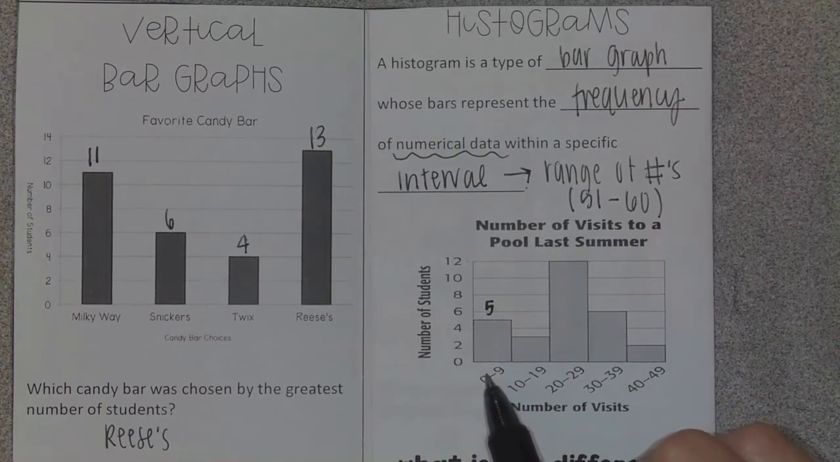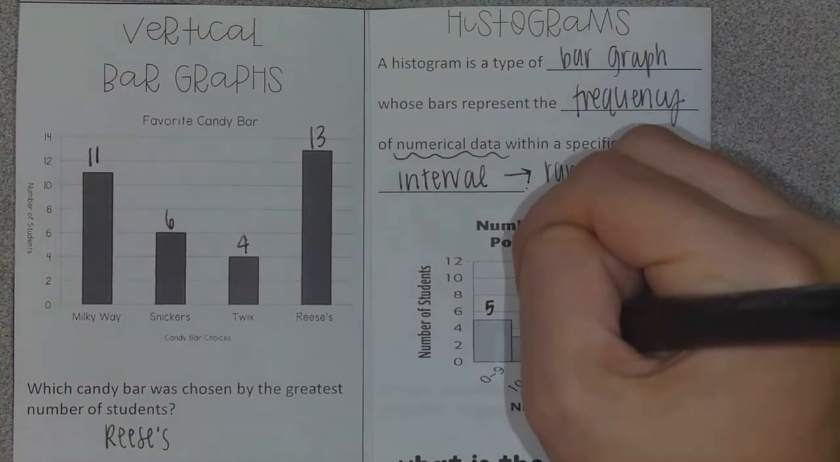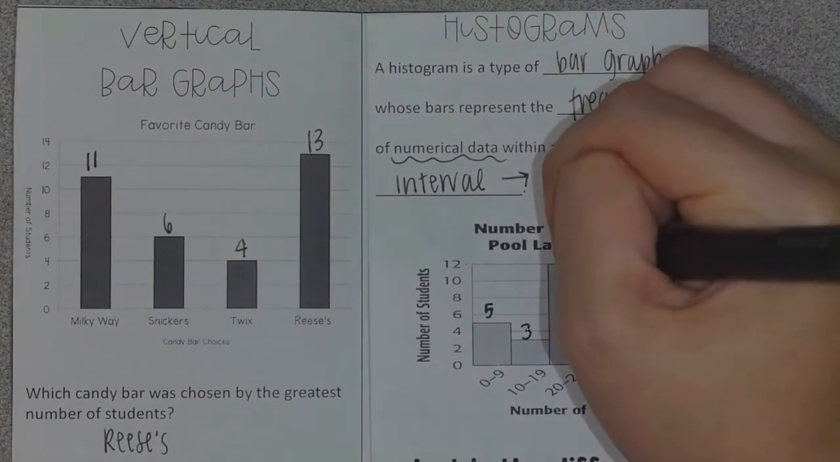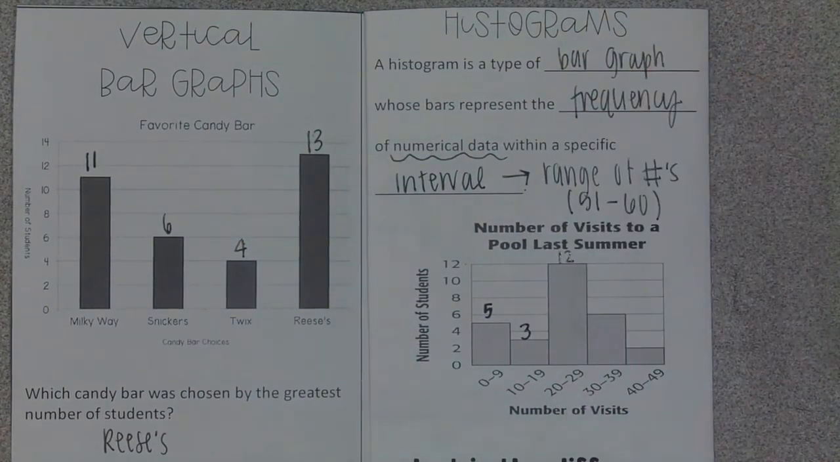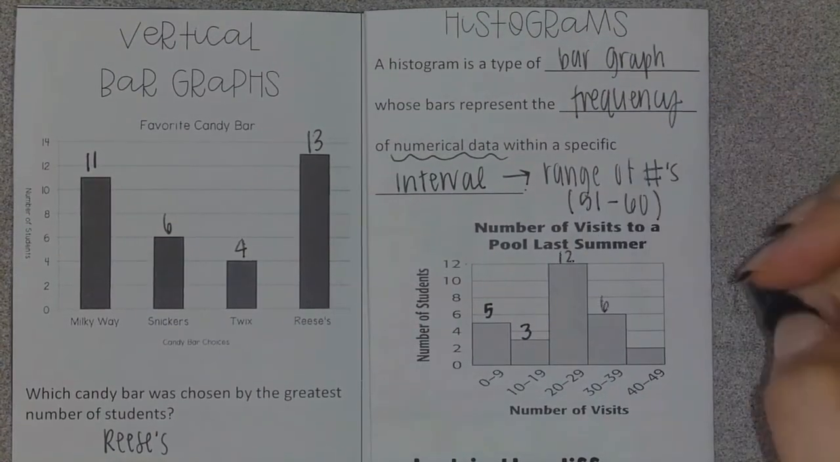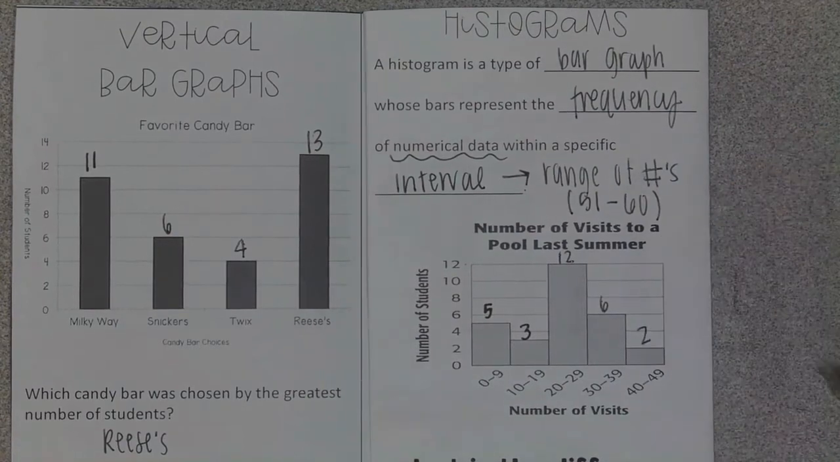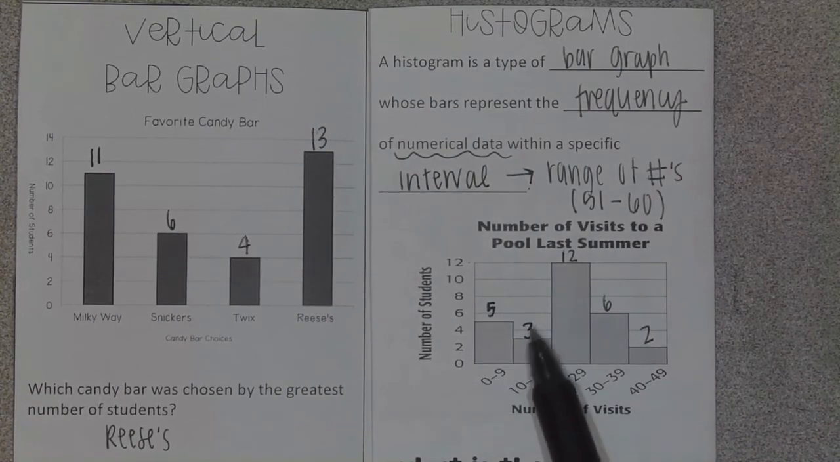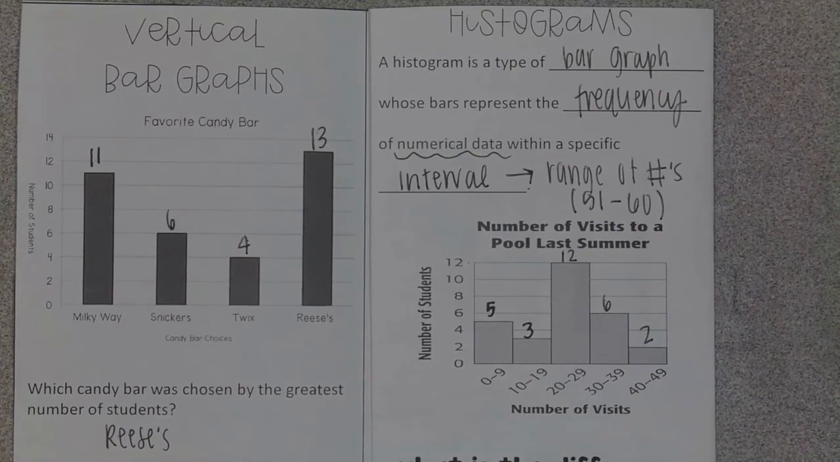So 5 people went between 0 and 9 times. 3 people went between 10 and 19 times. 12 people went between 20 and 29 times. 6 between 30 and 39. And 2 between 40 and 49 visits. So on a histogram, I can figure out how many people answered the survey. I could still add up all of these numbers and get a total.